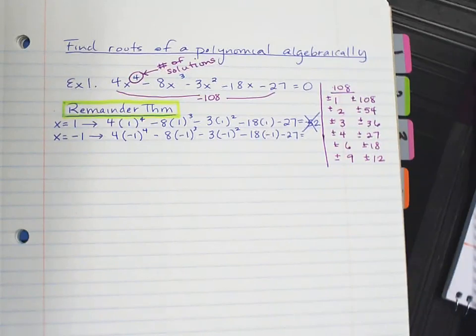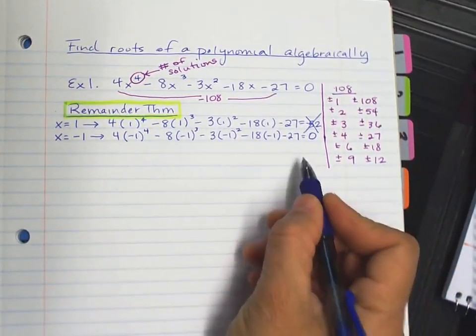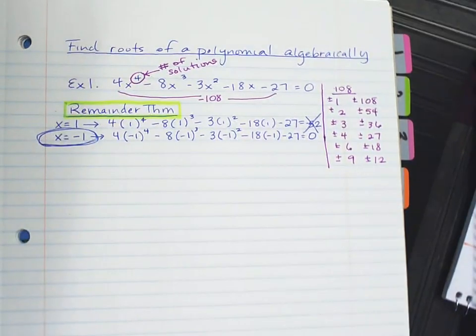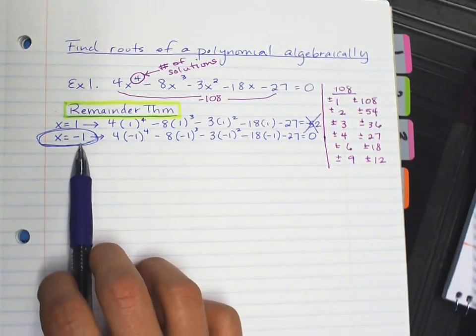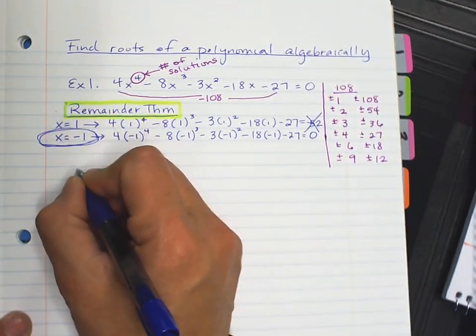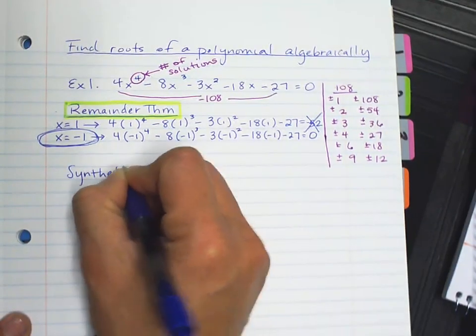All right, so what do we get for this one? Okay, everybody should have gotten 0. All right, so that is a good thing right there. That means this is one of my 4 solutions. Okay, and as soon as you get 0, then we're going to use synthetic division with that solution.